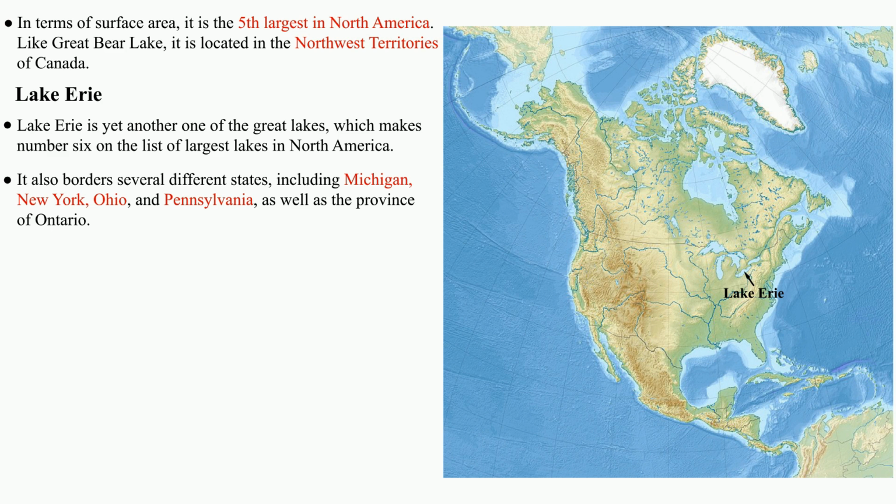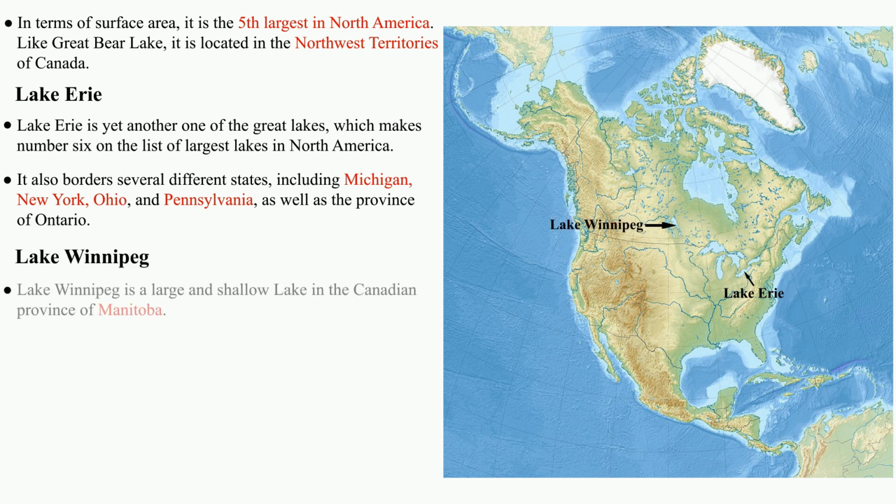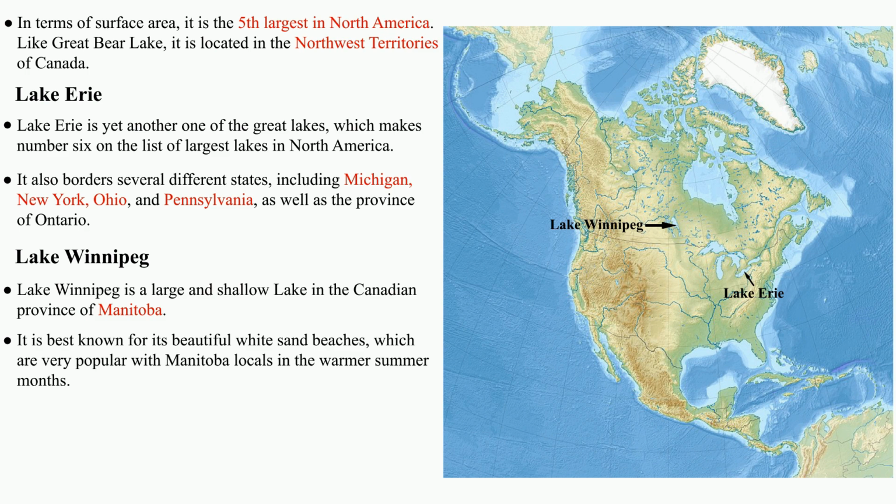Now, the next important lake is Lake Winnipeg. So, it is the largest and shallow lake in the Canadian province. Okay, so it is the largest lake of Canada. It is best known for its beautiful white sand beaches.